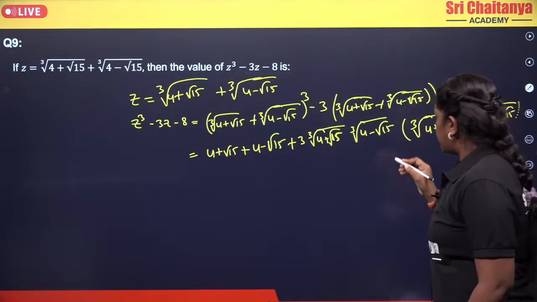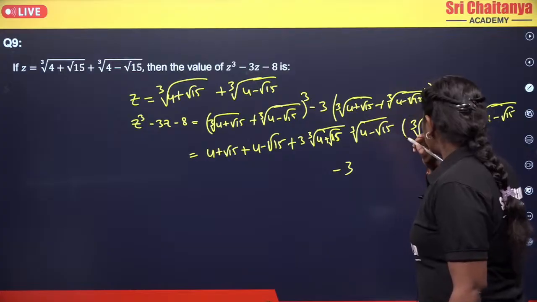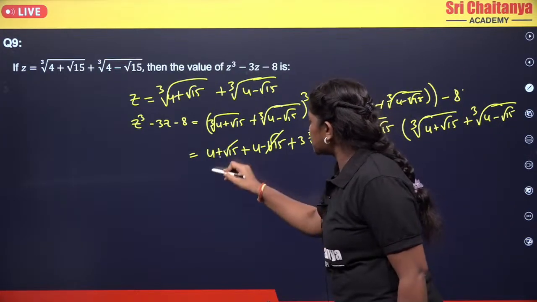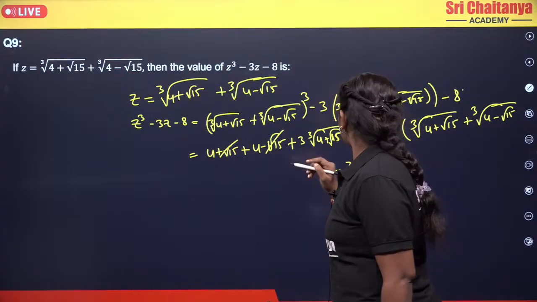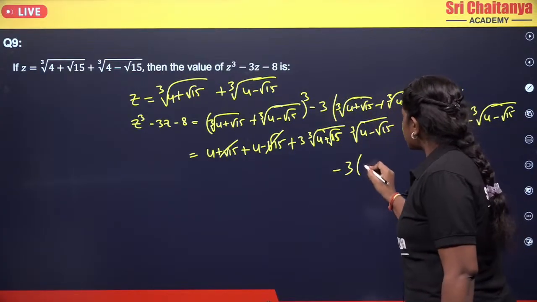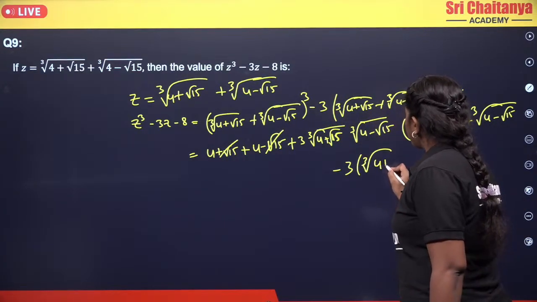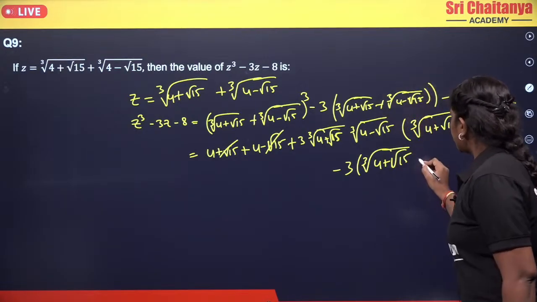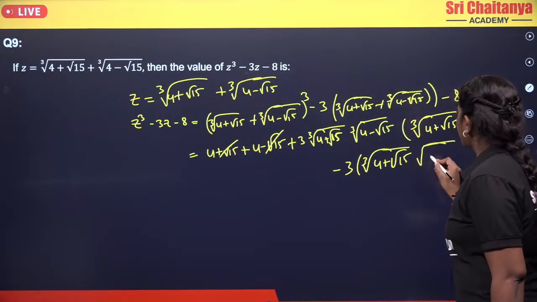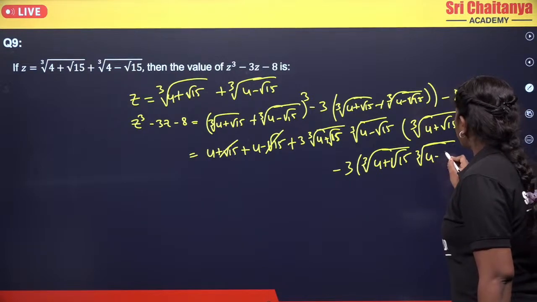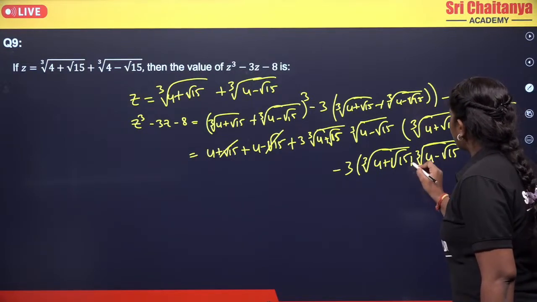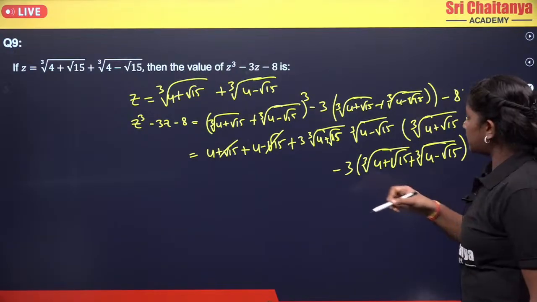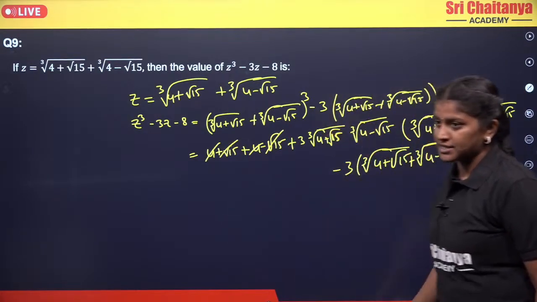Minus 3 into, so simply here minus root 15 and plus root 15 cancel, and 4 plus 4 will be 8, and here once again it is cube root of (4 + root 15) into cube root of (4 - root 15). Clear? So here it will be plus once again, and here it is minus 8. So minus 8 and plus 8 will get cancelled.